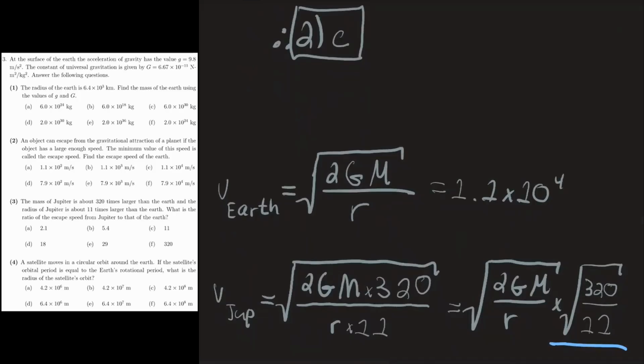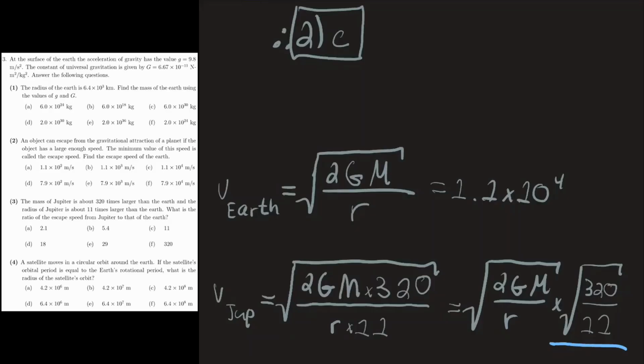Sorry, I was briefly interrupted. But anyways, next is part 3, which says the mass of Jupiter is about 320 times larger than the Earth, and the radius of Jupiter is about 11 times larger than the Earth. What is the ratio of the escape speed from Jupiter to that of the Earth?